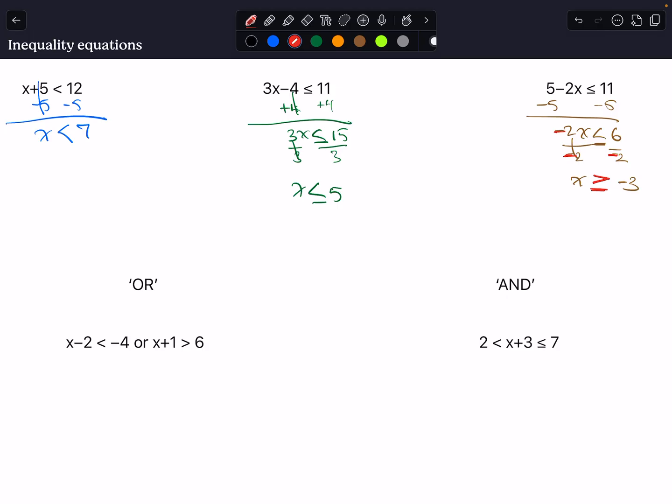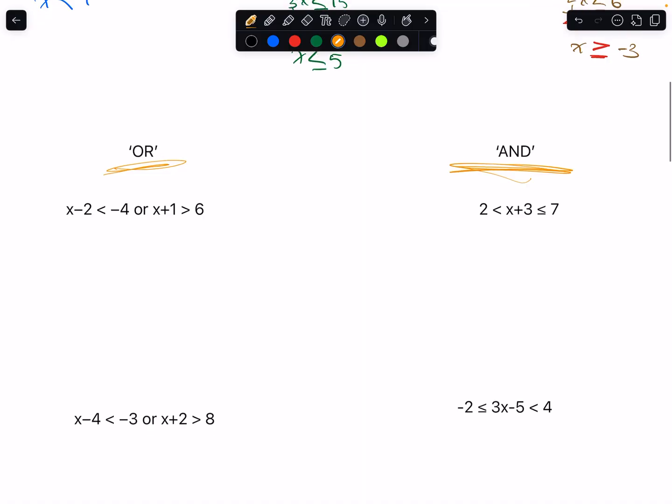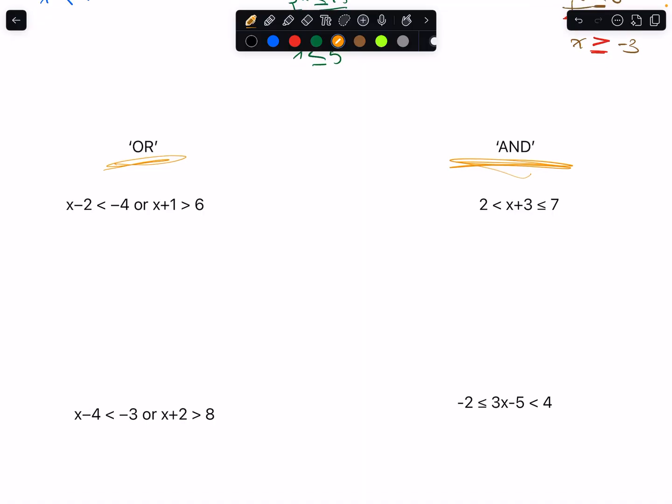Now, inequalities are interesting as well because they come in two different types. They come in or statements and they come in and statements. Or statements are simply when there are two solutions or two inequalities that make the statement true. And simply means that the x value will fall in between a range. So let's work on the OR statement first.